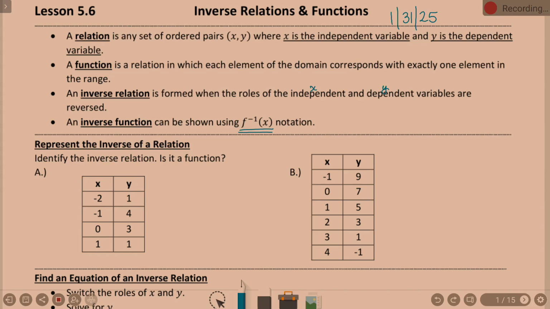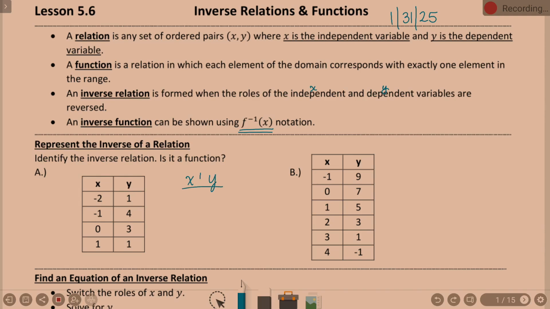Now, we've got to start at level 1, right? We've got to start with the easy ones. You've got a couple of easy ones in homework. Identify the inverse relation, and is it a function? So, what did it just say about inverse relation? An inverse relation is formed when the roles of the independent and dependent variable are reversed. So that's going to happen when your x's and y's are switched.